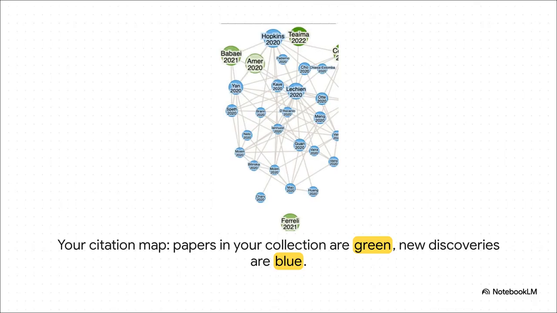The tool generates this awesome visual map of all these papers, and the color coding couldn't be simpler. The green dots, those are the papers you already have in your collection. The blue dots, those are all the new discoveries it's found for you. You are literally looking at a map of your entire research field.